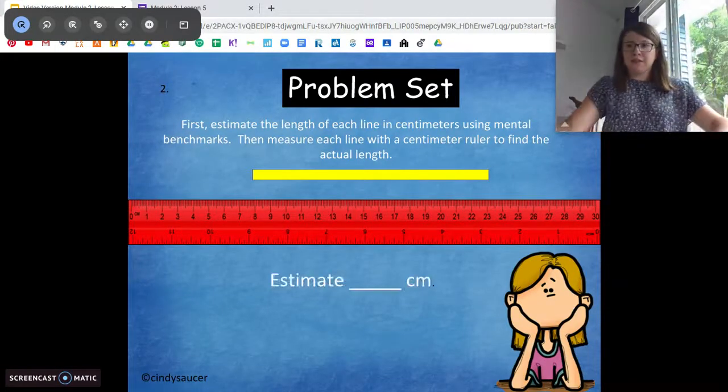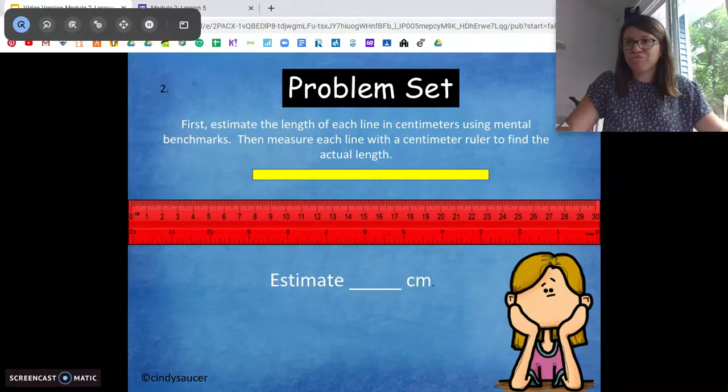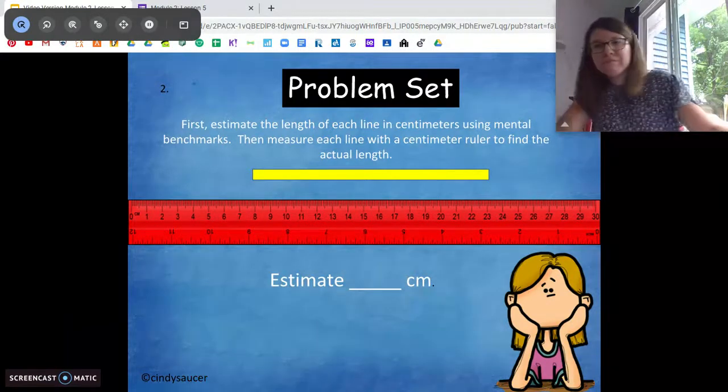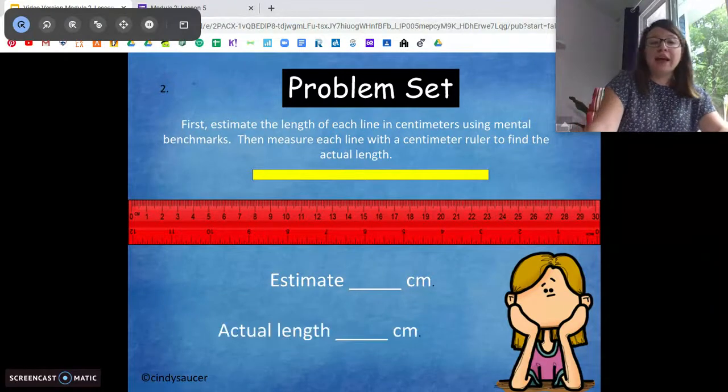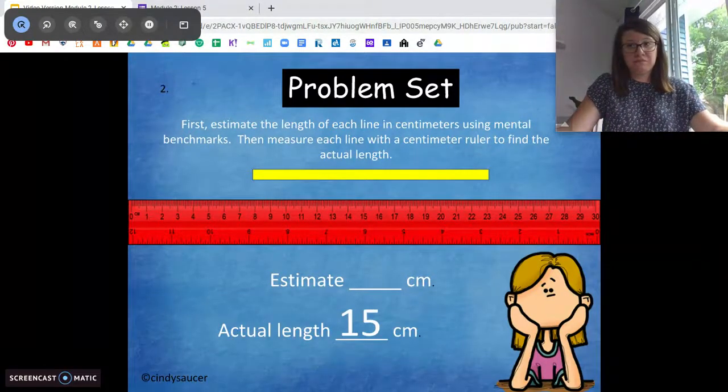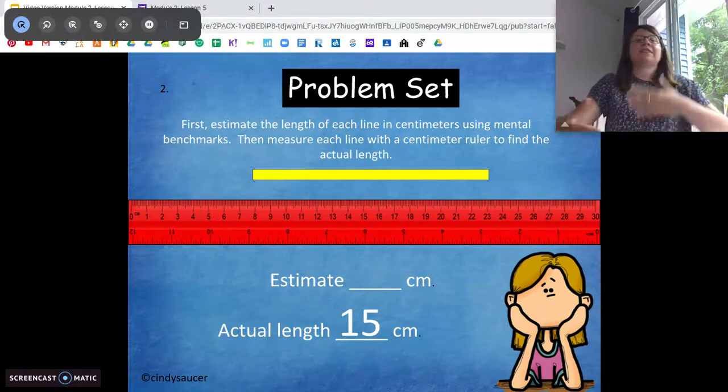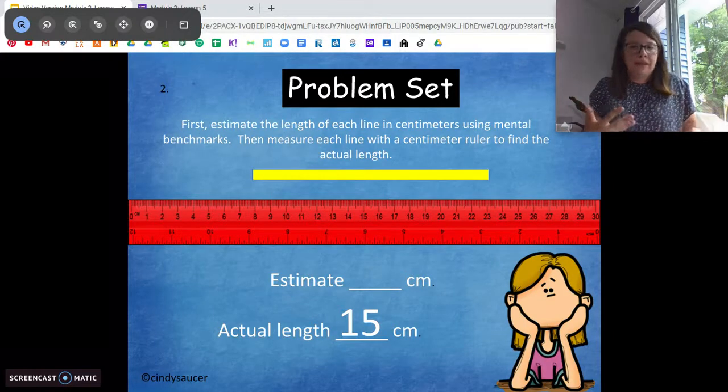All right, what did you get for an estimate? I got 10. Whatever you think. So if we use the ruler, they lined it up on the ruler for us, the actual length is 15. If we didn't get 15, is that okay? Yep, we're just using it as an estimate. An estimate is just giving us an idea of how long something is.